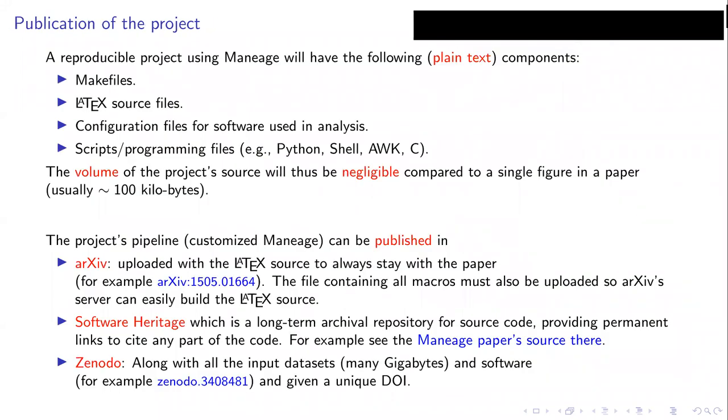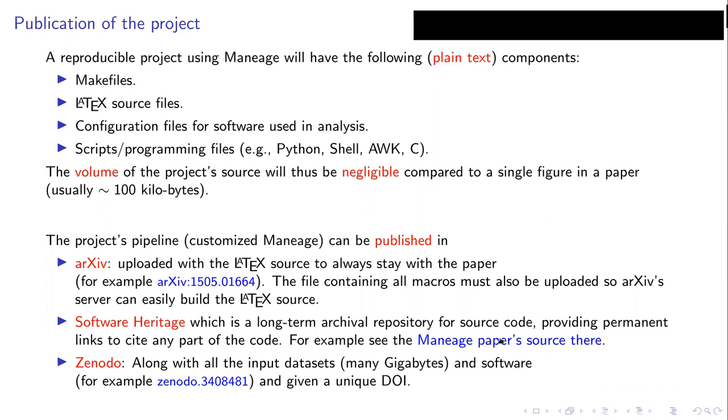Okay, so we're approaching the conclusion. In total, you saw the whole source is just plain text makefiles, a LaTeX source file, and some configuration files. The whole source is usually 100 kilobytes or so. It's so easy to publish this on arXiv or bioRxiv with the LaTeX source of the paper. You can put it on Software Heritage, which is a really interesting project, and it's even backed by UNESCO and the United Nations to keep a heritage of human coding.